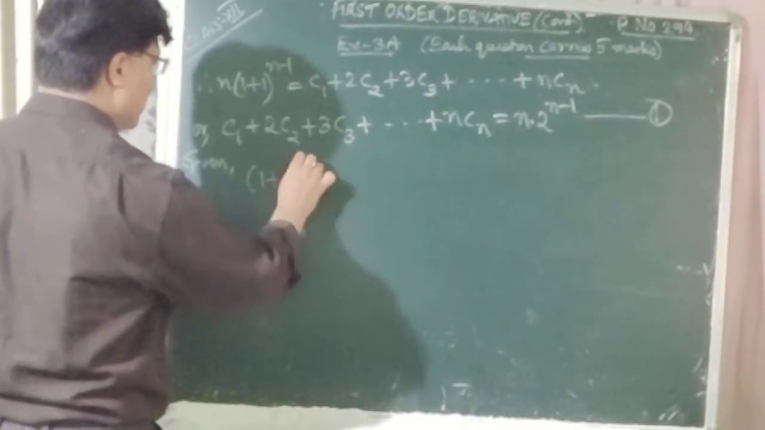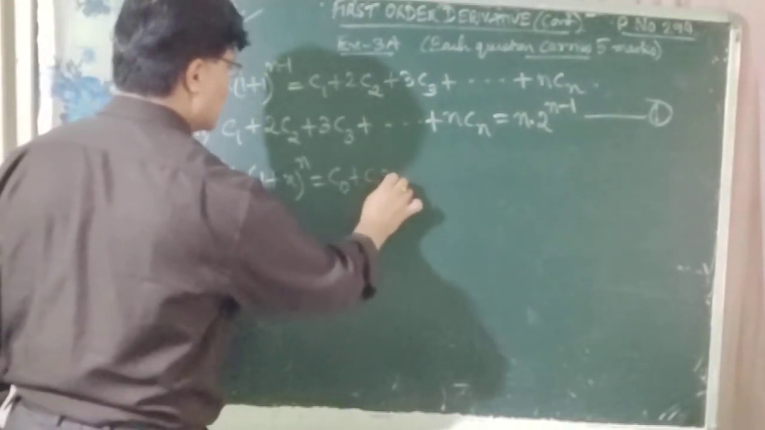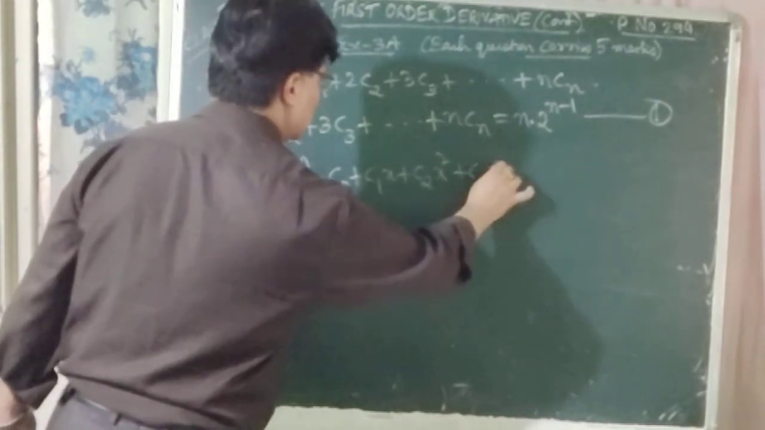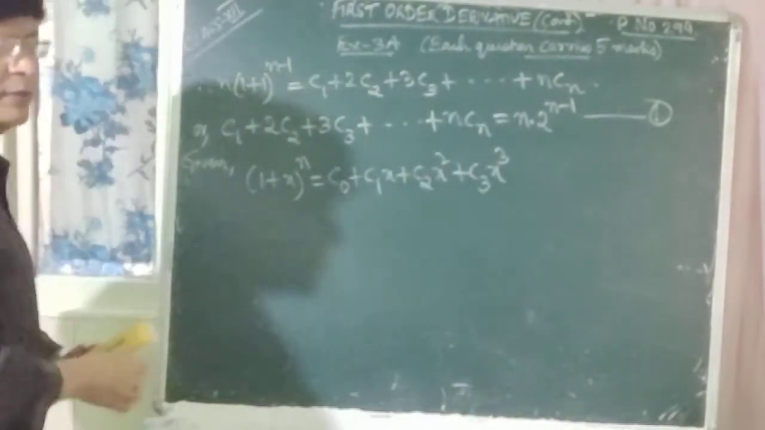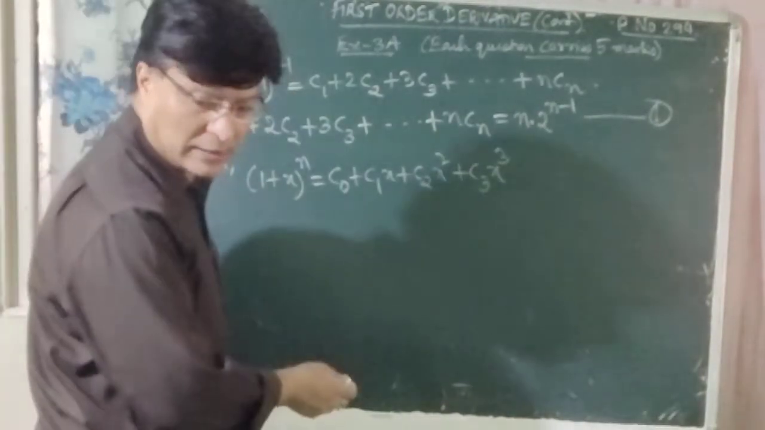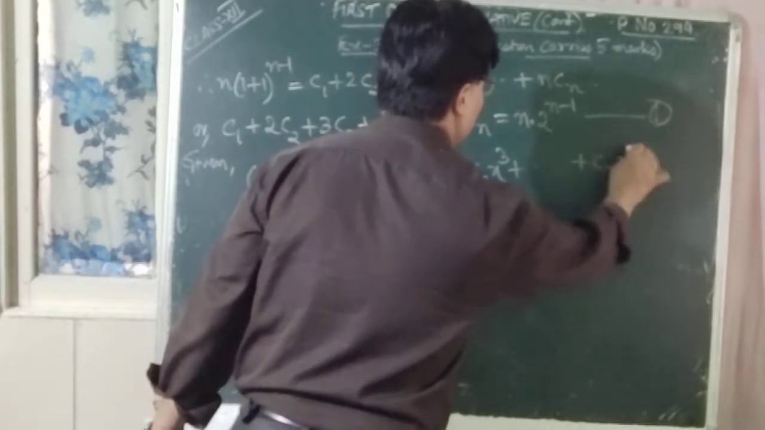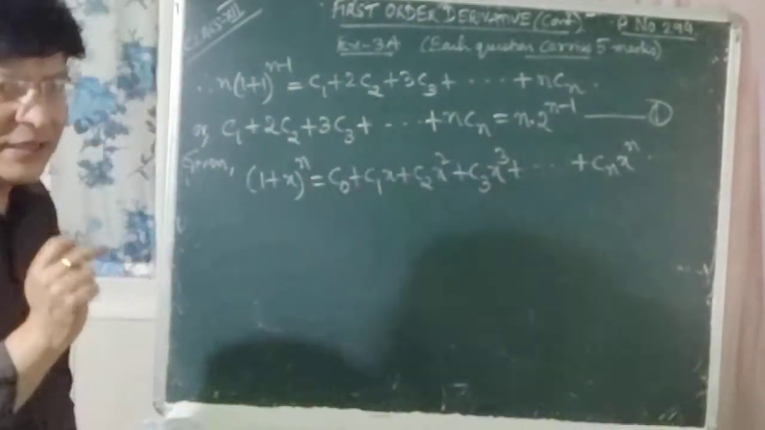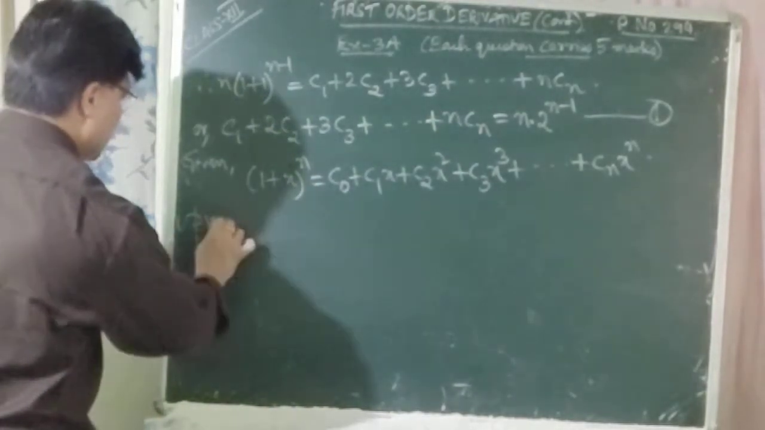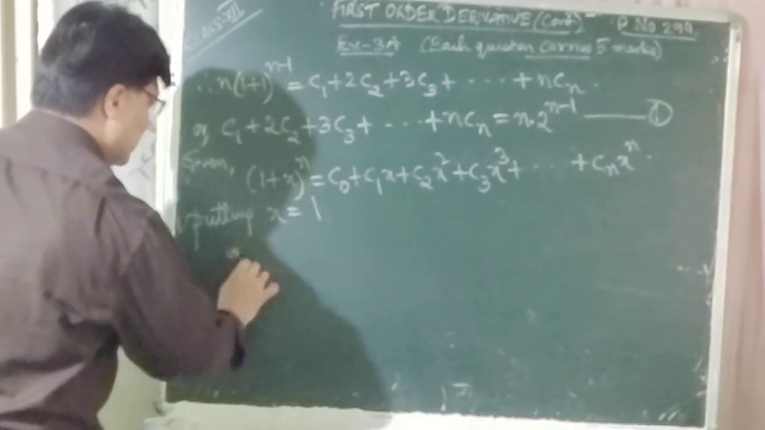So here given is, what is given here? (1 + x)^n = C0 + C1x + C2x² + C3x³ + ... + Cnx^n. Now in this case also you put x = 1. So putting x = 1, what do we get?